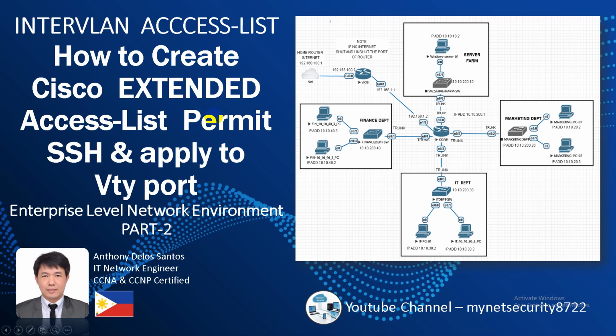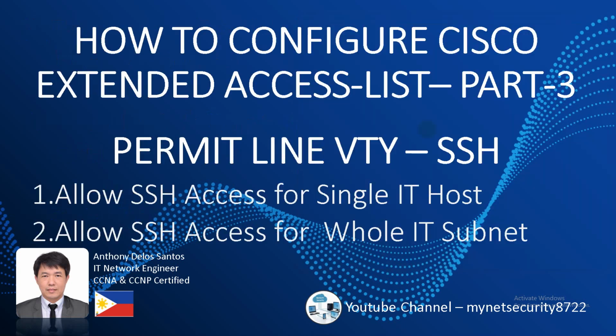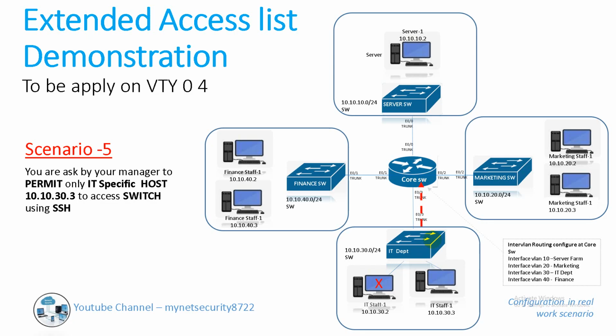So we will configure it using an enterprise level of network, and we will use GNS3 to demonstrate the configuration. This is the two scenarios that we will create. We will allow one PC of the IT to access the core switch using SSH, and after that we will demonstrate the whole subnet of IT being permitted to access the core switch using SSH.